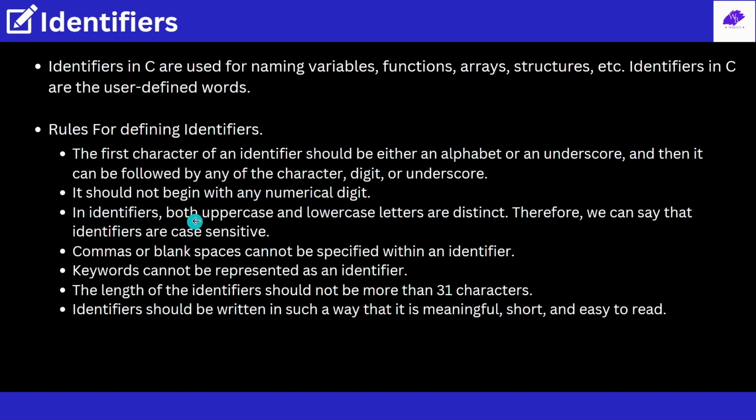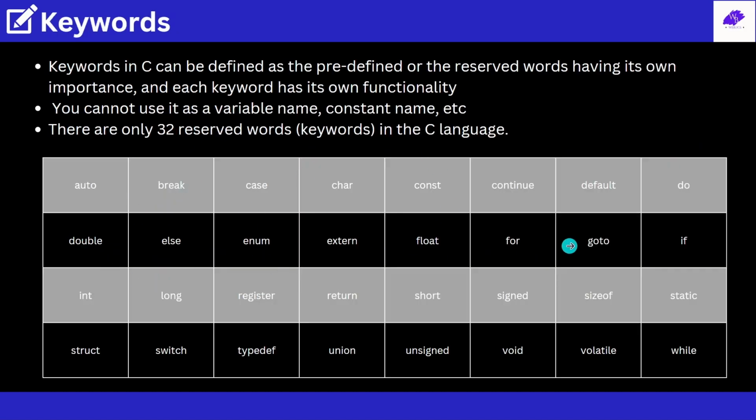In identifiers, both uppercase and lowercase are distinct. That is, it is case sensitive. Therefore, we can say that identifiers are case sensitive. Commas or blank spaces cannot be specified within an identifier. For example, you can't write v space bugs. It would be considered as two different variable names, but it will throw an error. So we have to avoid commas or blank spaces in a variable name. Keywords cannot be used as an identifier. Keywords, as we discussed in a previous slide, can't be used as identifiers.